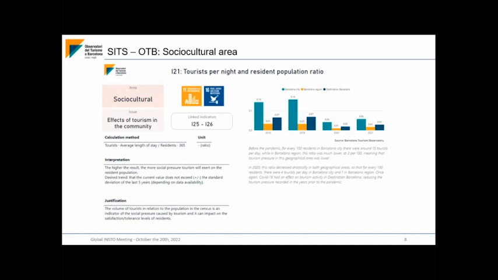It's been calculated taking into account the number of tourists, their average length of stay, and the residents, who may be at the destination every day of the year. The results are that there is more pressure in Barcelona city than in the region. And once again, COVID-19 had an impact on this indicator too, especially in Barcelona city.